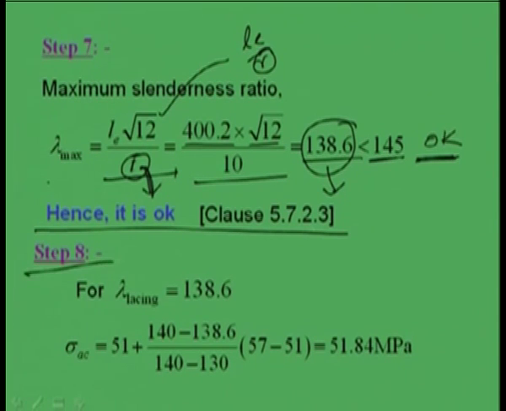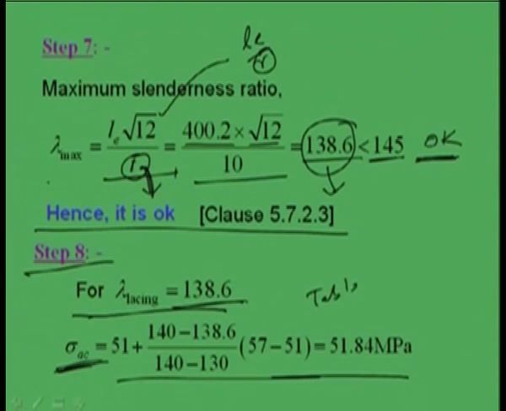And then what we will do? Then we will find out the lambda lacing and accordingly the permissible compressive stress. So, for lambda lacing 138.6, the permissible compressive stress we will get from Table 5.1 of IS 800. There, the value of sigma AC has been given for different lambda. So, for 138.6 lambda lacing we will get permissible compressive stress as 51.84 MPa, right.